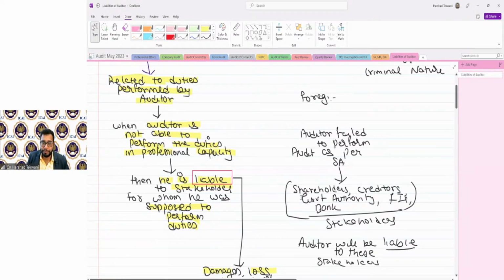Now, for example, the auditor was required to perform the audit as per SA, but the auditor failed to perform. The auditor did not comply with SA. In that case, he will be held liable to the stakeholders: creditors, government authority, bank. So all these are stakeholders. He'll be liable to them.